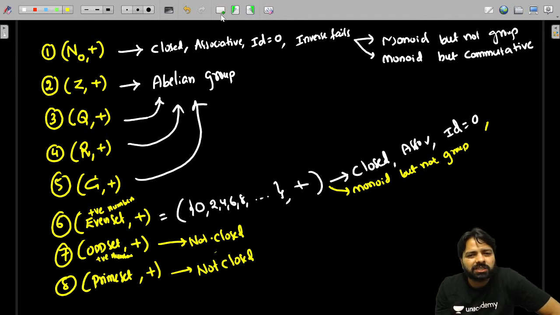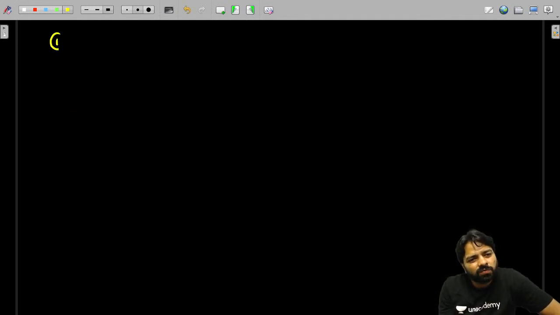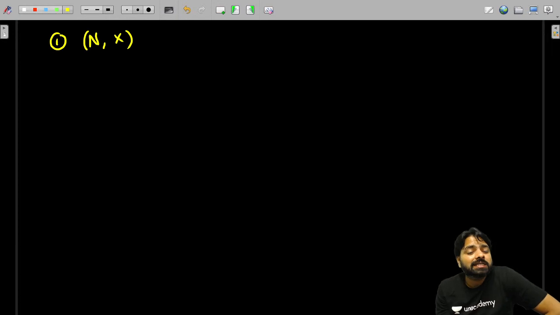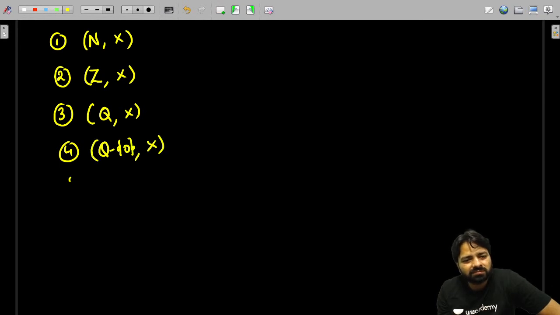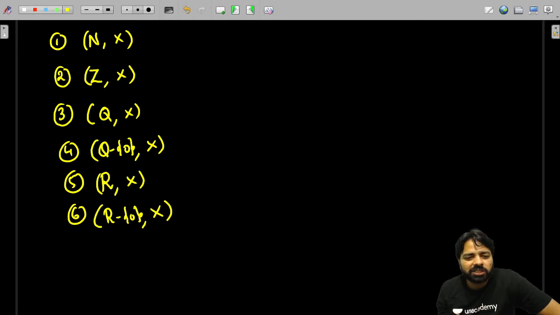Let's go for multiplication. Now I don't have a 0. Look at, whenever I need a 0 I take it, whenever I don't need it I don't take it here. So Z comma multiplication. Here 0 is not there in the natural set. Very important operation, multiplication. C means complex set.